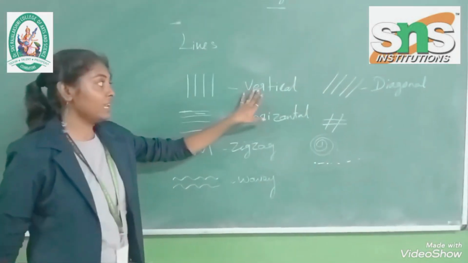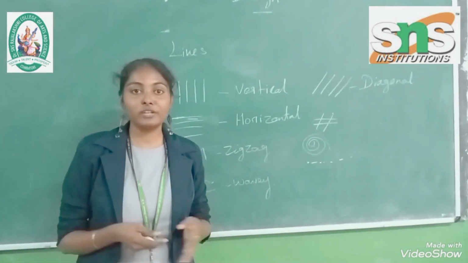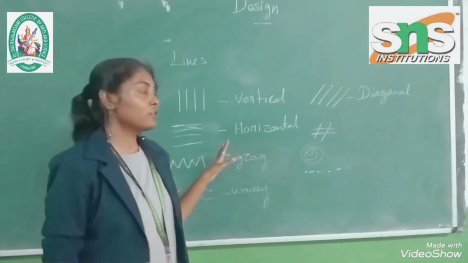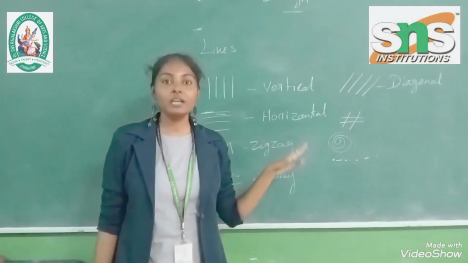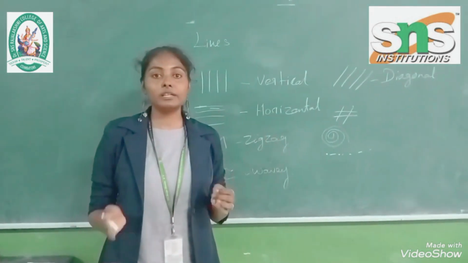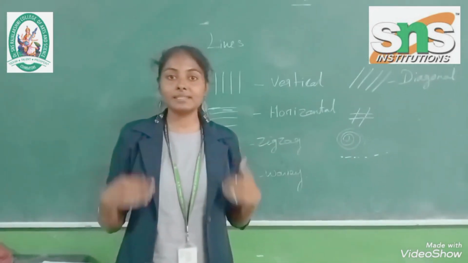For vertical lines, the vertical lines give a slender effect while you are wearing a garment. If you are using a vertical line design or a vertical line effect in a garment, we can look a little bit lean or slender. We can create a slender figure.